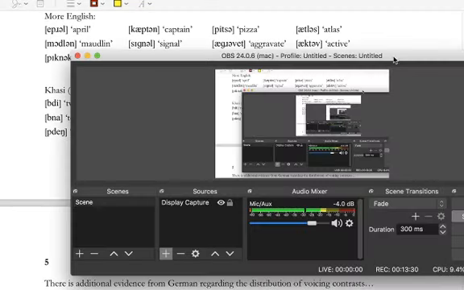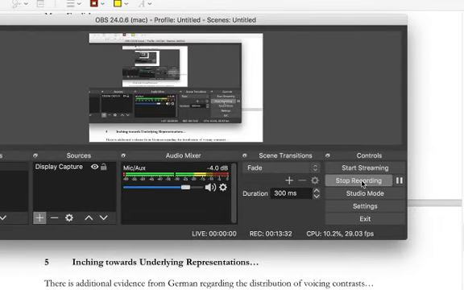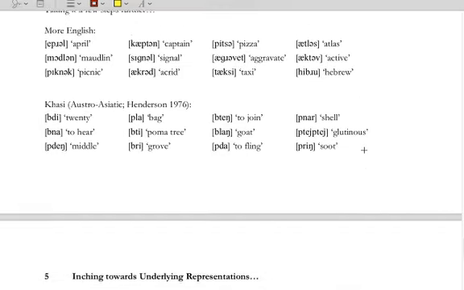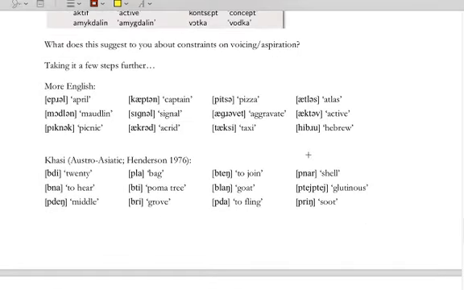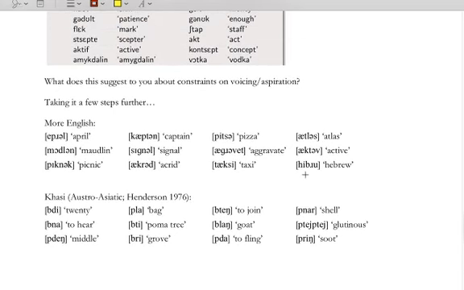In the last video for this week, we're going to take this one step further in German, where we are going to be able to see not only that there are no word final voiced obstruents in German, but we're going to use some special kind of evidence to see what would happen if you did have a word final voiced obstruent in German.